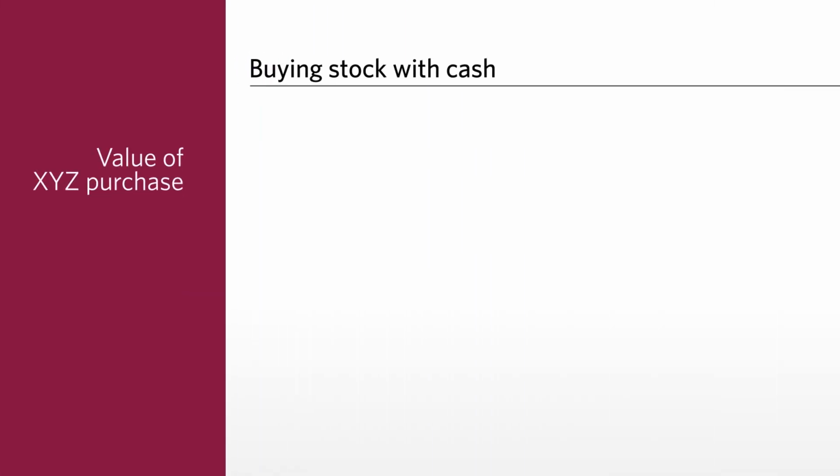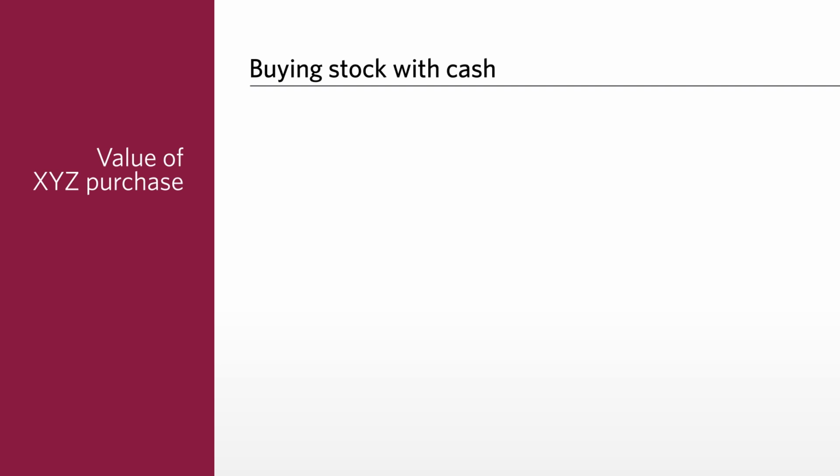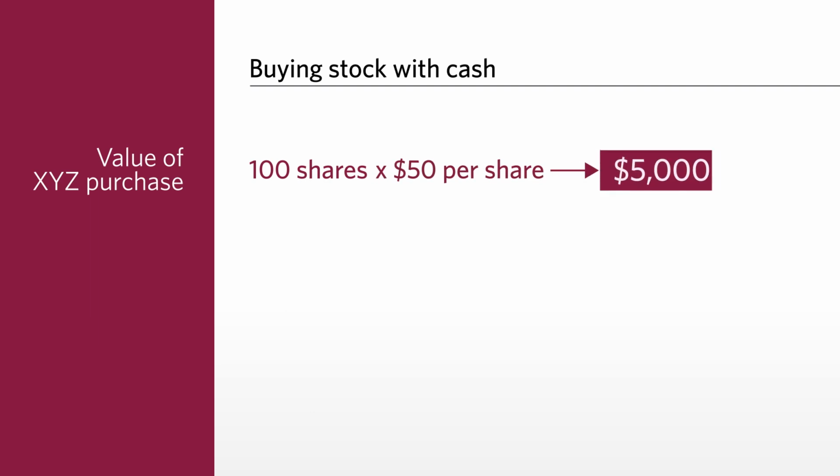Let's say you're buying 100 shares of XYZ stock and the price per share of XYZ is $50. In scenario number 1, you pay cash for the full amount of the stock purchase. This will cost you 100, the number of shares, times $50 per share, for a total cost of $5,000 plus commission. Very straightforward.